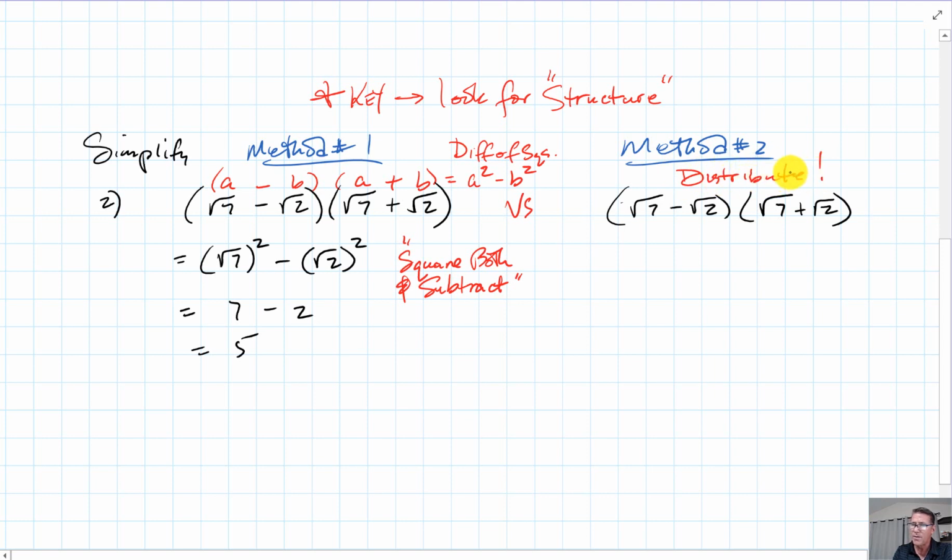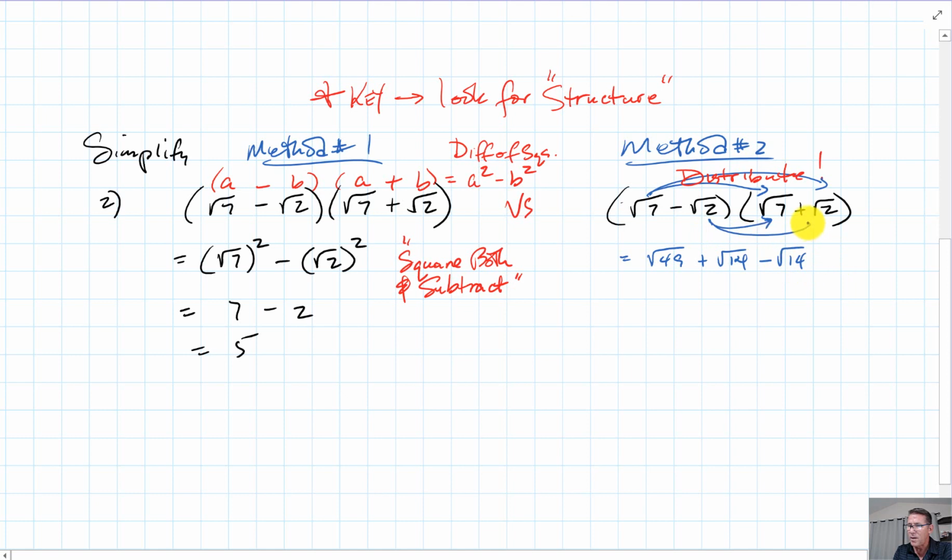Okay, so here we go. I'm going to do it. So root 7 times root 7, that's the square root of 49. The square root of 7 times the square root of 2, which is the square root of 14. Minus root 2 times root 7, which is minus root 14.